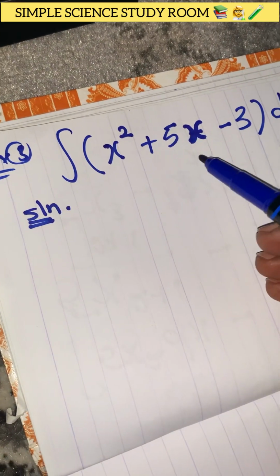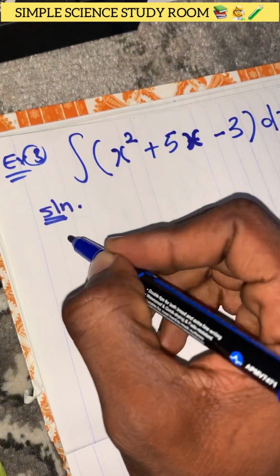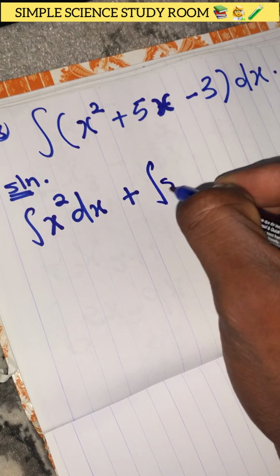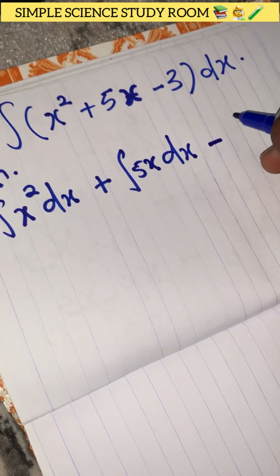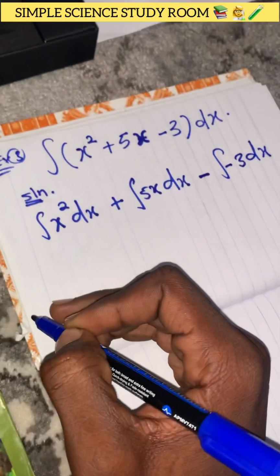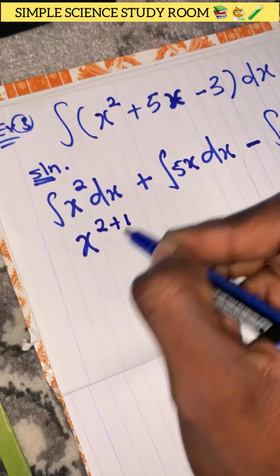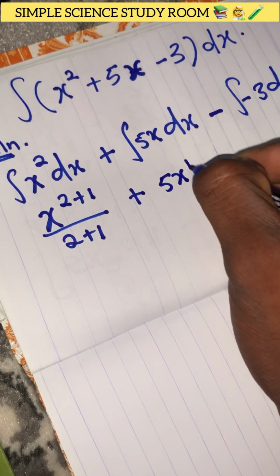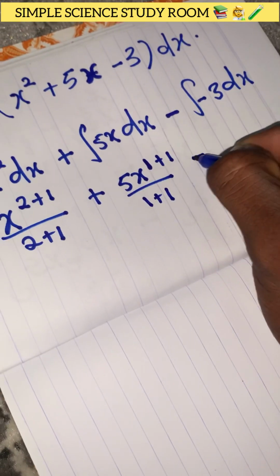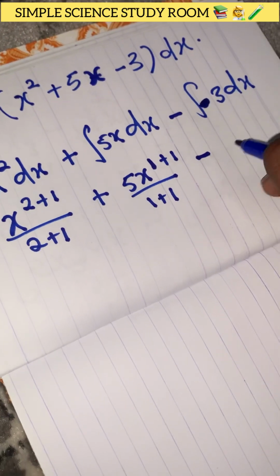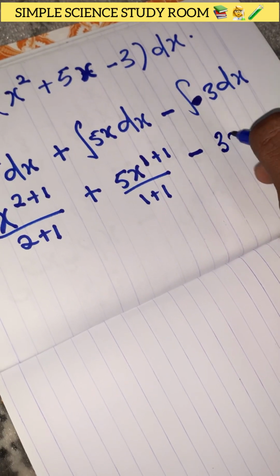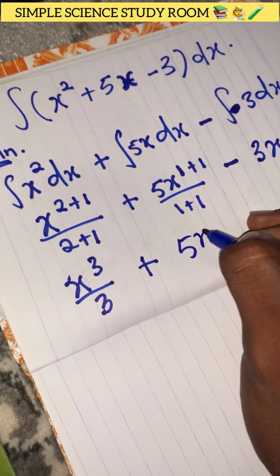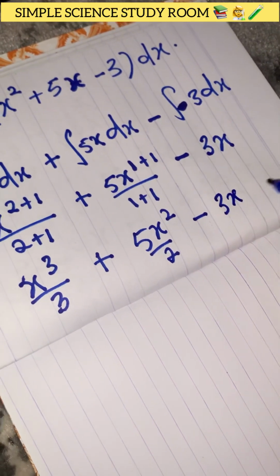Given integral of x squared plus 5x minus 3 dx, then this would be integral of x squared dx plus integral of 5x dx, then minus integral of 3 dx. Then this would be x power 2 plus 1 divided by the same power, 2 plus 1, plus 5x, we have power 1 here, then power 1 plus 1 divided by 1 plus 1, minus 3, then integral of dx is x. Now here we have x power 3 divided by 3 plus 5x squared divided by 2 minus 3x, then plus some constant c.